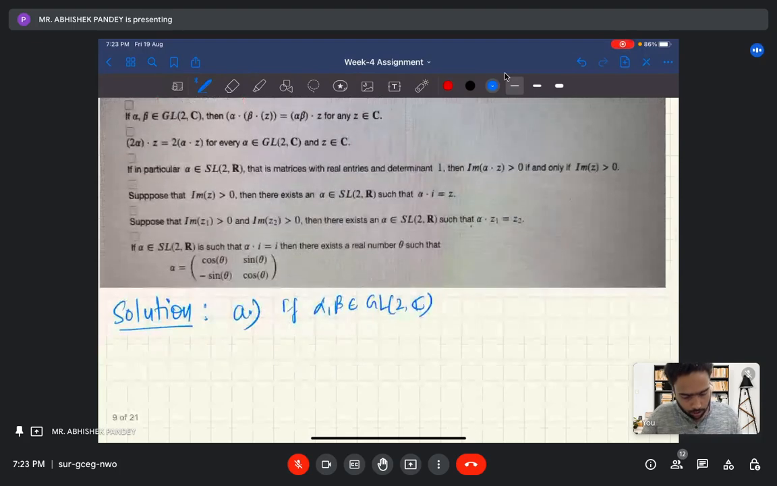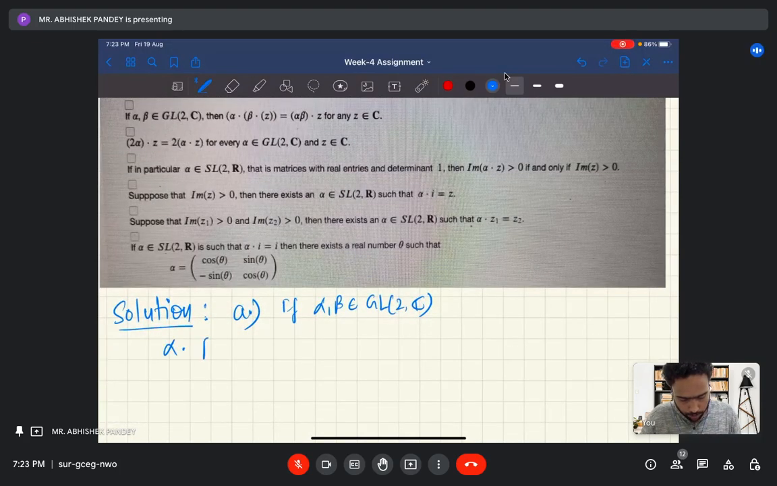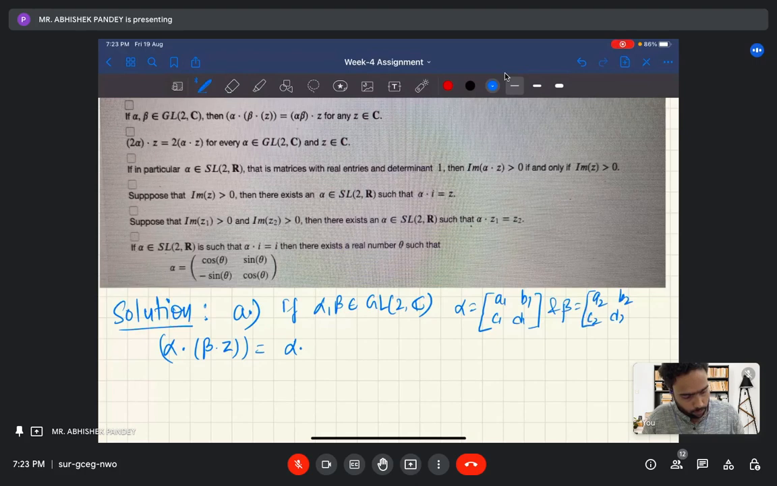So first we need to check alpha dot beta dot z. Let alpha equal a1 b1 c1 d1 and beta equal a2 b2 c2 d2. So alpha dot beta dot z will be a2z plus b2 upon c2z plus d2.